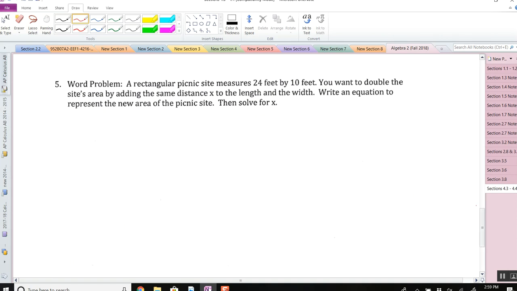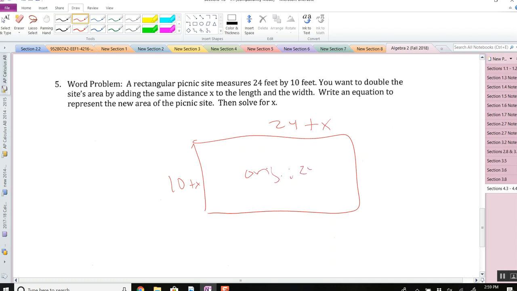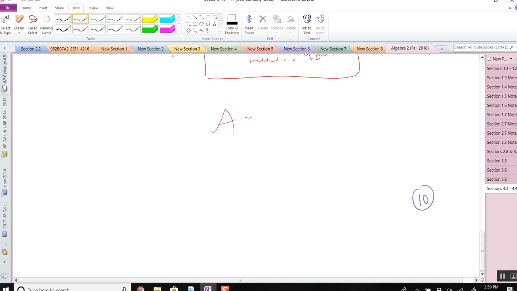Okay, we got one word problem. You got a rectangular picnic site, 24 by 10. You want to double the site's area by adding the same distance x to both the length and the width. Okay, fair enough. Now write an equation to represent the new picnic area. So originally, there is 240. The new area is going to be 480 because we told you want to double the area. And remember, area of a rectangle is length times width. So the area is now double, and the new length is 24 plus x. The new width is 10 plus x.